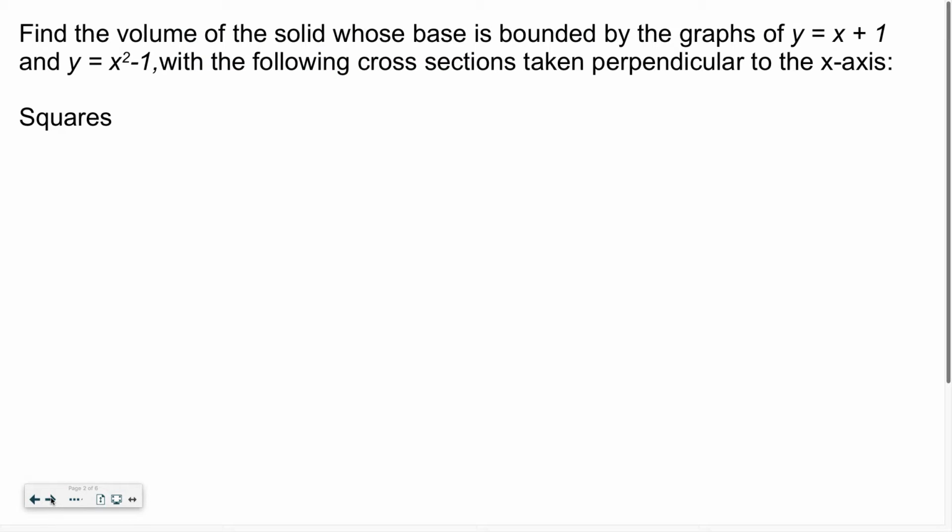Okay, so go ahead and write down this example right here. We have the volume of a solid whose base is bounded by the graphs of y equals x plus 1 and y equals x squared minus 1, with the following cross sections taken perpendicular to the x-axis, and the following is squares. I don't know why I just didn't write squares. I think I was going to do more than one example, but we're only going to do the one, with this region at least.